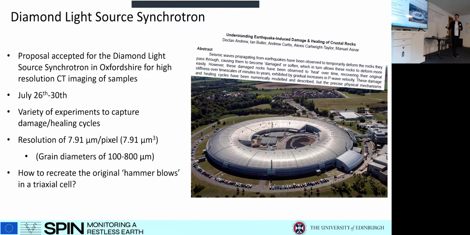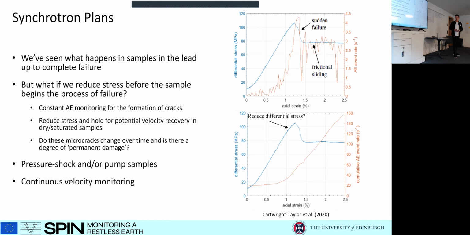Right, so the overall project is, how do we recreate those hammer blows that I did earlier in the project? I can't exactly go into the synchrotron and whack a sample without getting highly irradiated. So it has to be done within the cell, and trying to recreate that has proved to be a bit of a challenge so far. But the plans for what we would like to do are essentially what I described before.